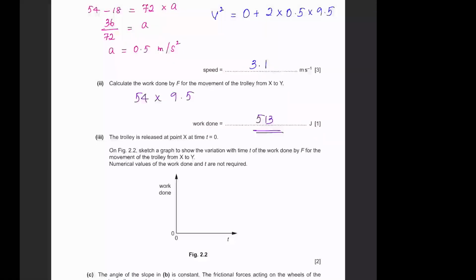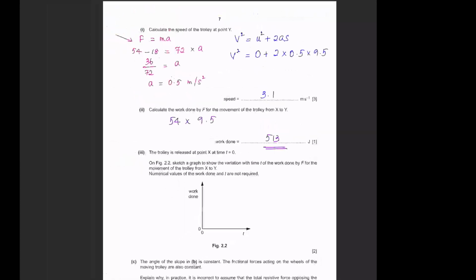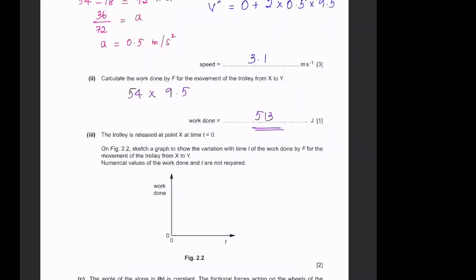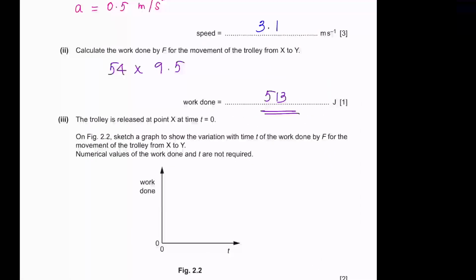Okay, part 3. The trolley is released at point X at time t equals 0. On figure 2.2, sketch a graph to show the variation with time t of the work done by F for the movement of the trolley from X to Y. Numerical values of the work done and t are not required. How will the graph be?